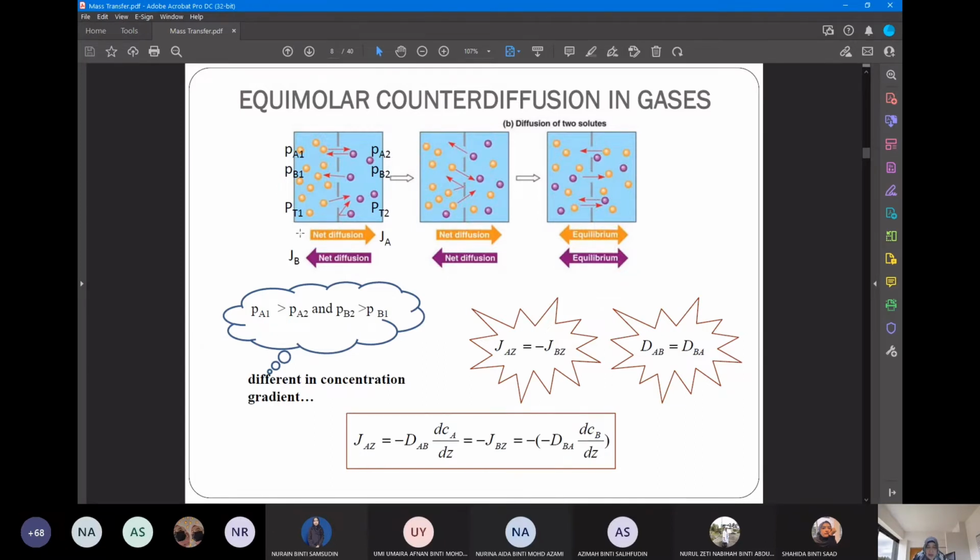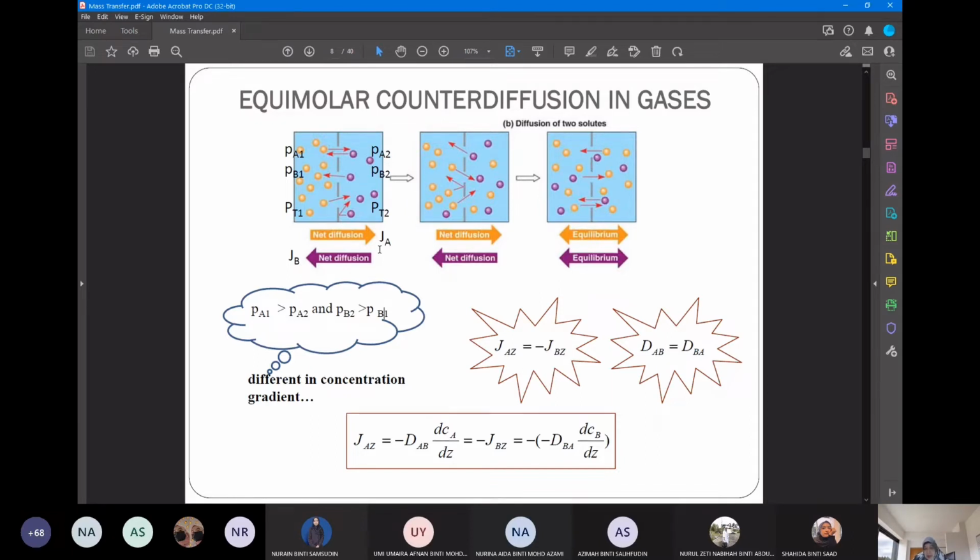Okay. For A, you say that left to right is positive. So that's why you have positive here. Okay. So based on the same diagram, from right to left, it represents negative. So that's why you have negative value here. Just to represent that the net diffusion of A is in the positive direction, and the net diffusion of B is in the negative direction. But the magnitude that you get will always be the same.